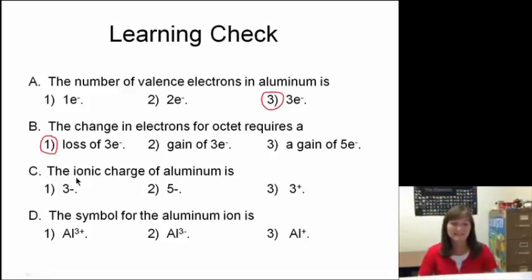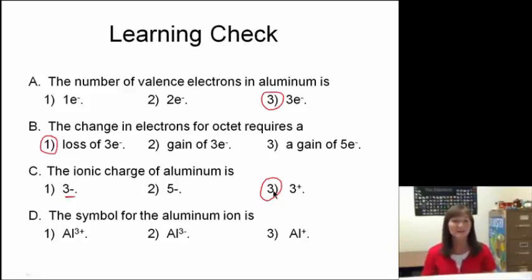Part C says the ionic charge on aluminum is. So here's where a lot of students mess up. It lost 3 electrons, so a lot of students want to do the whole 3 minus because it lost the electrons, but that's not true. If it loses 3 electrons, then it has 3 protons that now no longer are balanced out by those 3 electrons it lost. So you're left with 3 positive.